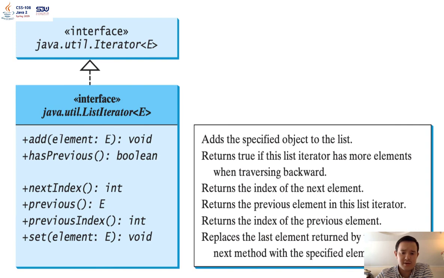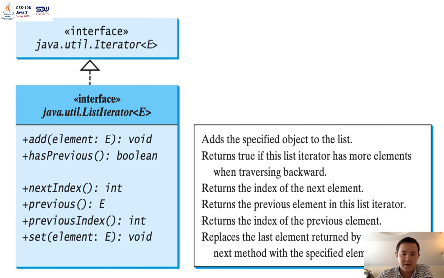So list iterator is the sub-interface of iterator, and it has some additional methods like add. It adds the specified element into the list. Has previous tells you whether there is a previous element. Next index gives you the index of the next element. Previous gives you the previous element. Previous index gives you the previous index, and set replaces the last element returned by the previous or next method with the specified element.